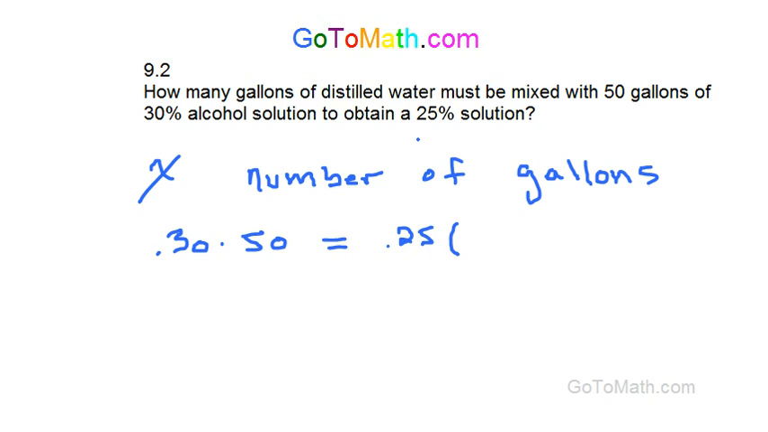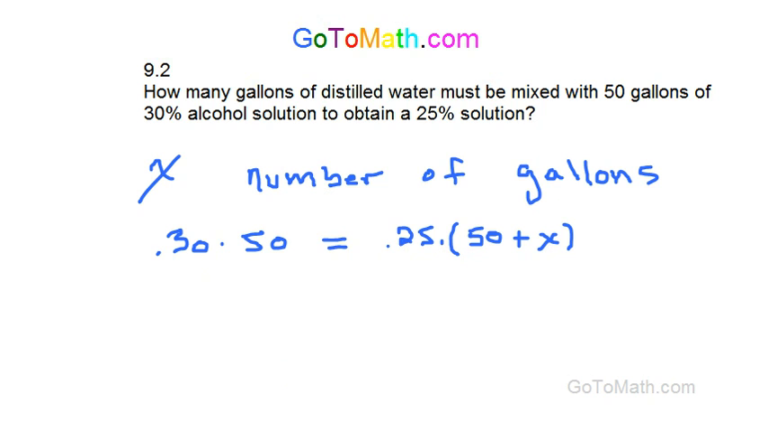How many gallons of distilled water must be mixed with 50 gallons? So we're going to be adding, right? So it's the 50 gallons plus the number of gallons that we're going to add to that, times 25%. So 25% of that total mixture is going to be equal to the 30% of the 50 gallons. Alright, do you understand that?